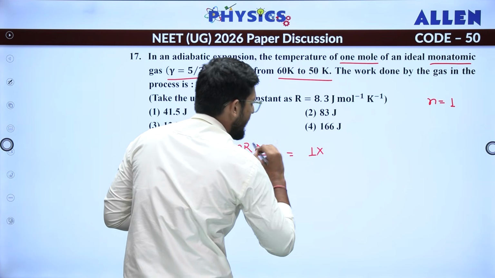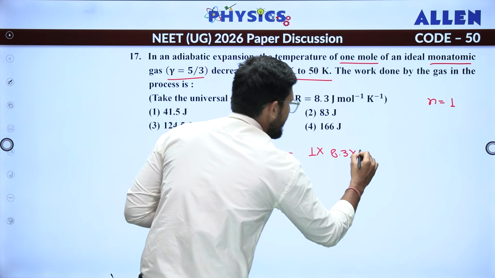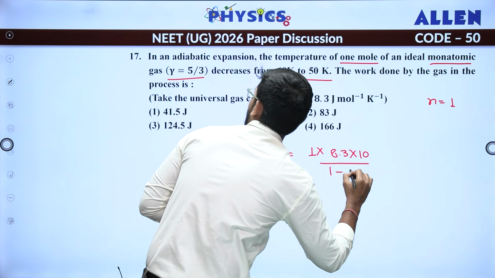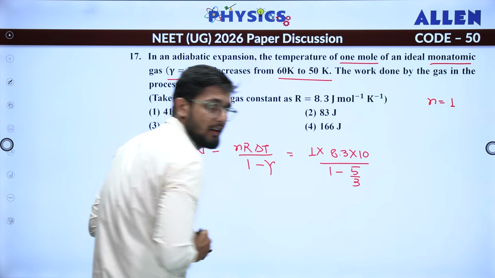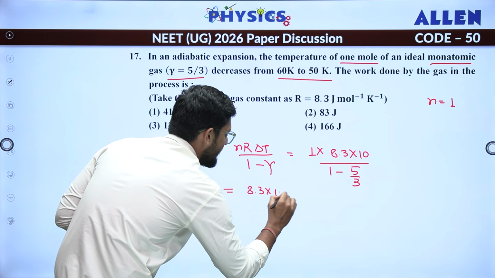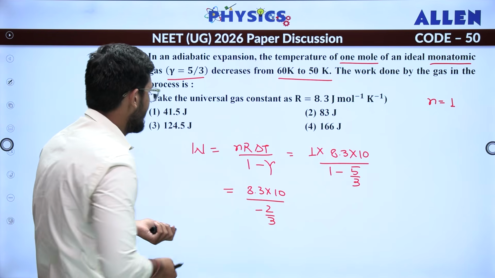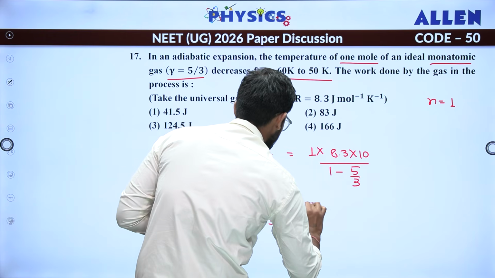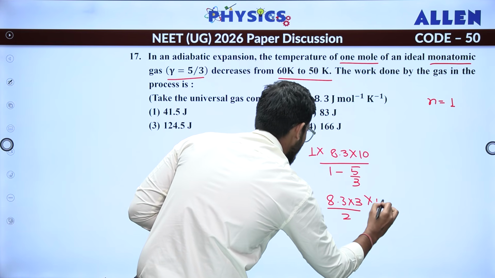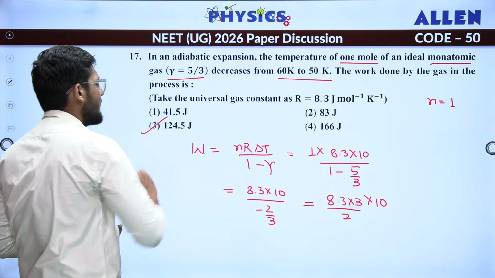So N will be 1, R is 8.3, times delta T. Delta T will be 10, I'm taking only the mod part, divided by 1 minus 5 by 3. So when I solve this, it will be 8.3 times 10 divided by minus 2 by 3. Again, I'll not take that sign. After solving this, this will be 8.3 times 3 divided by 2 times 10. So the value will be 124.5.